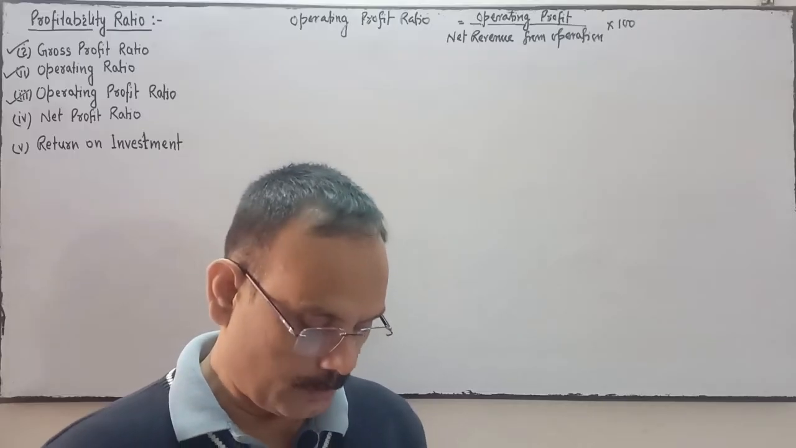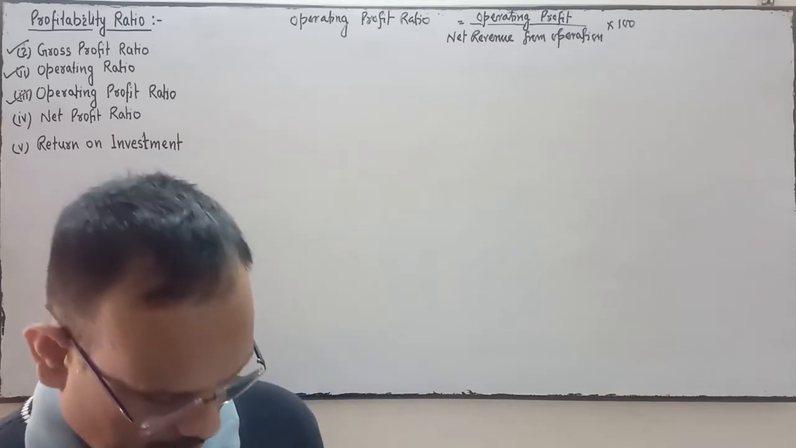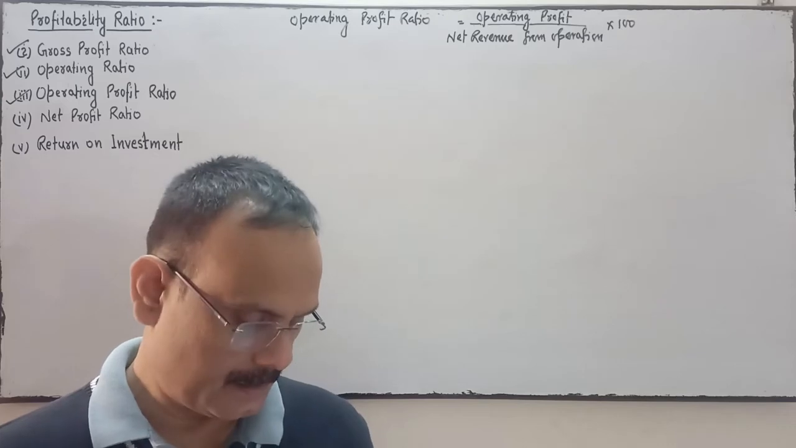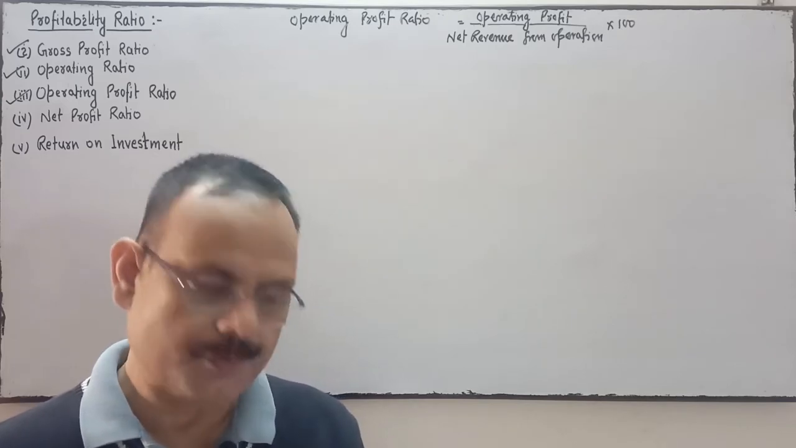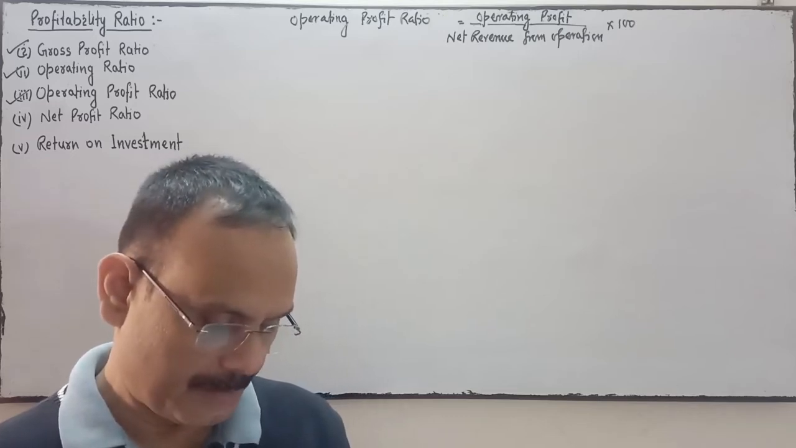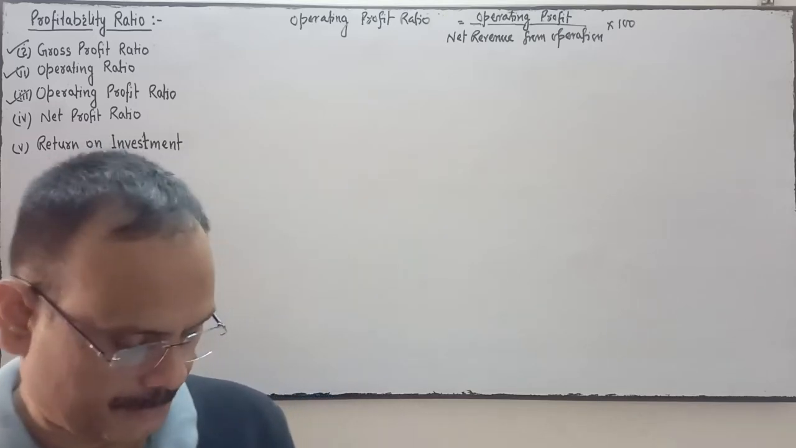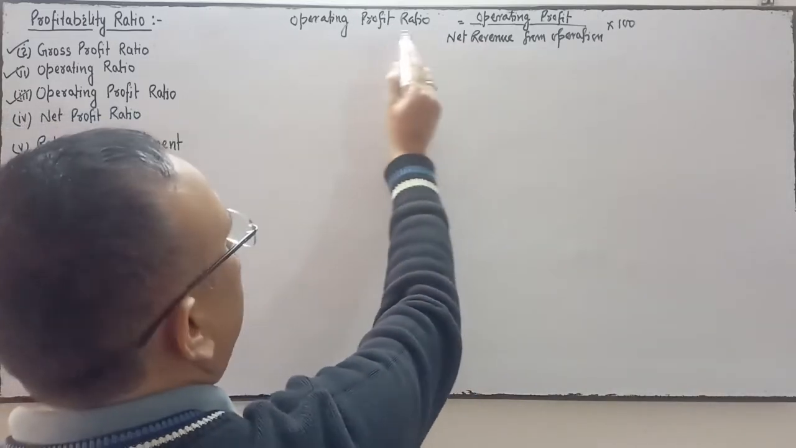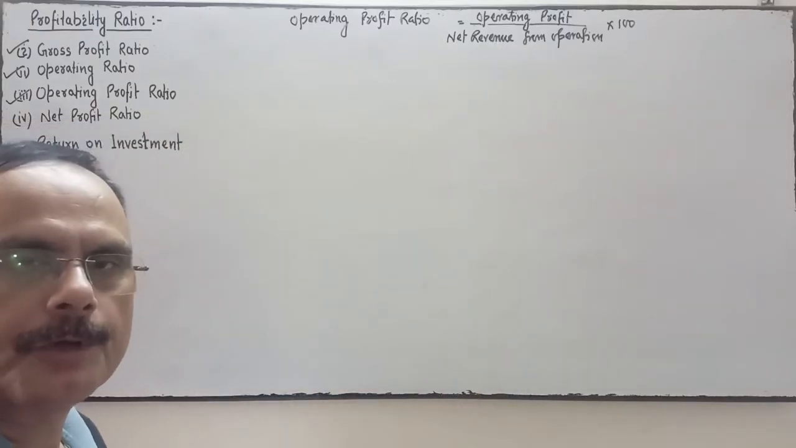So the question is, calculate operating profit ratio from the following information. So the question gives cash revenue from operation, that is cash sales, net purchase, credit revenue from operation, carriage inward, finance cost, administrative expense, profit on sale of fixed assets, and discount received. So you write the formula first. Operating profit ratio is equal to operating profit upon net revenue from operation.